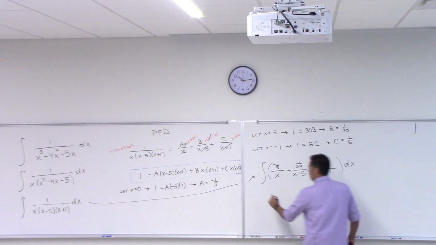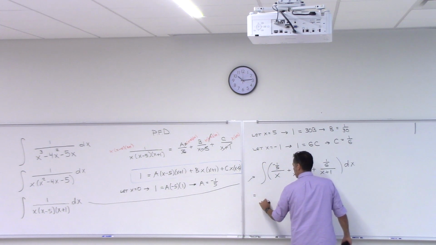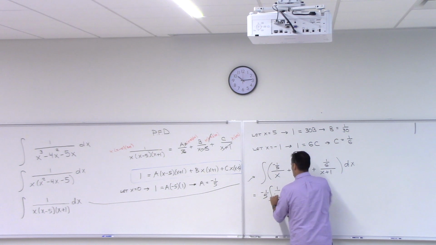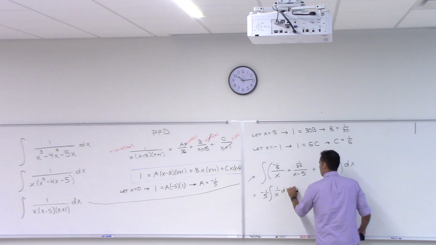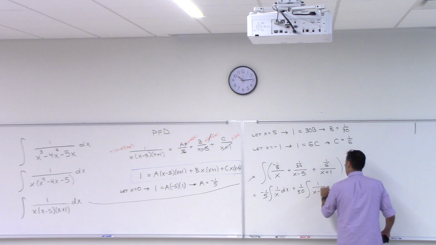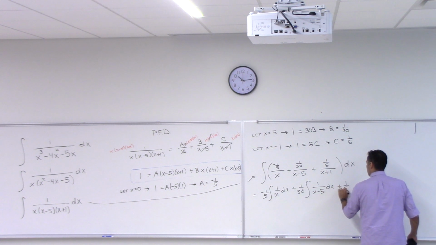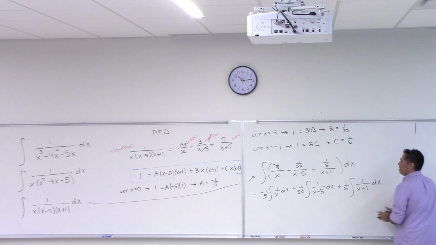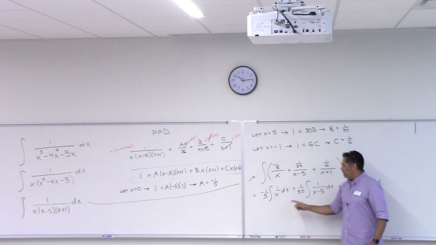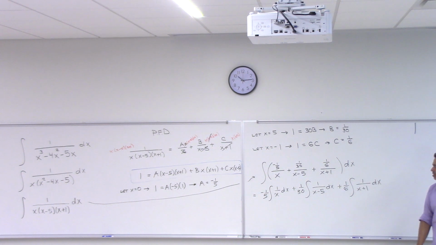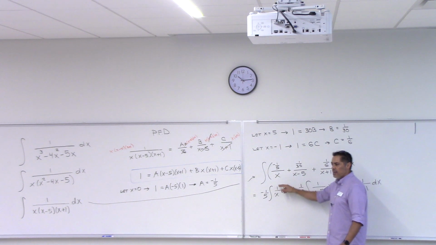Now, this is the same as negative 1/5 integral 1 over x dx plus 1 over 30 integral 1 over x minus 5 dx plus 1/6 integral 1 over x plus 1 dx. See these constants? You can just pull them out of the integrals. Just pop them out. And then each one of those should be straightforward, right? Because each of these is just constant over linear, constant over linear, constant over linear.